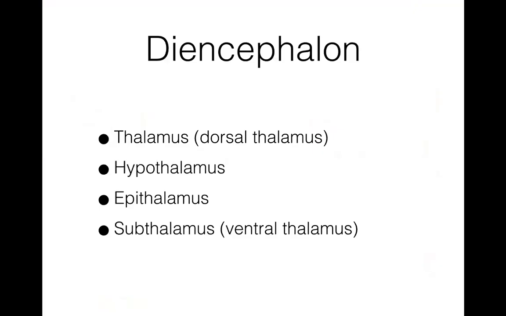Now, located at the very center of the cerebrum is the diencephalon. So this is located at the innermost chamber of the cerebrum. The diencephalon is divided into 4 major parts. This would include the thalamus, sometimes referred to as the dorsal thalamus, the hypothalamus, the epithalamus, and the subthalamus, which is sometimes referred to as the ventral thalamus.